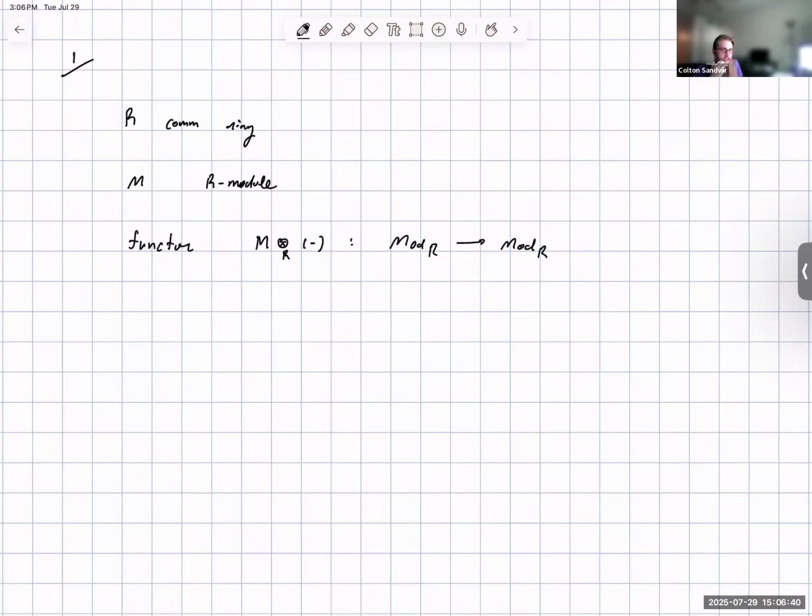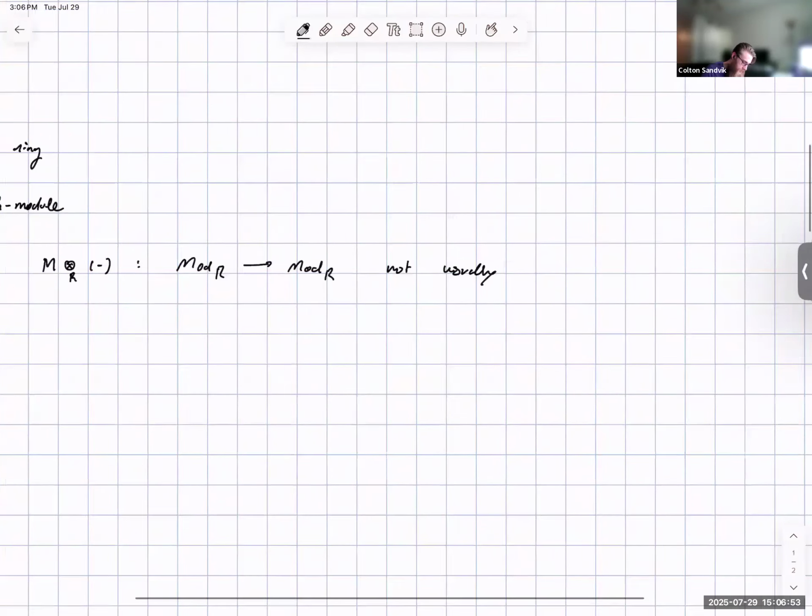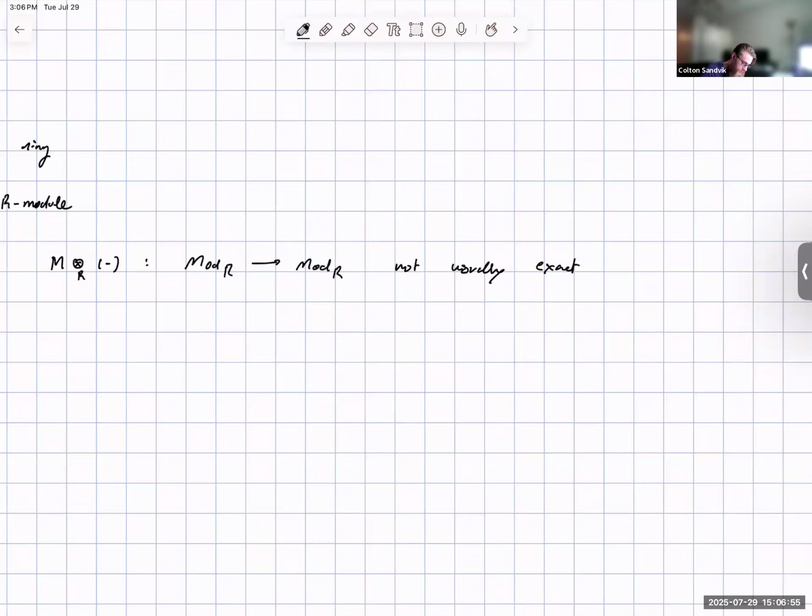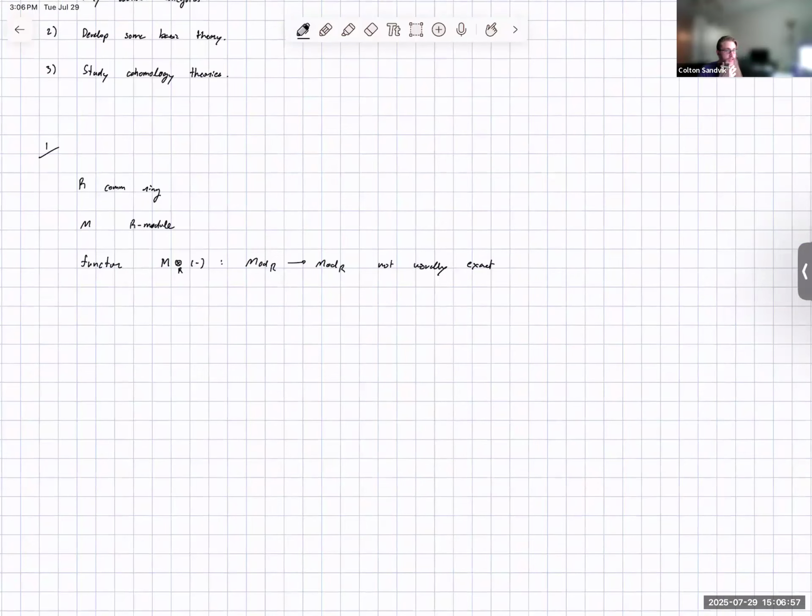So it's a functor between two abelian categories, but in general, it's not exact. So it's not usually exact, i.e., it doesn't usually send short exact sequences to short exact sequences.